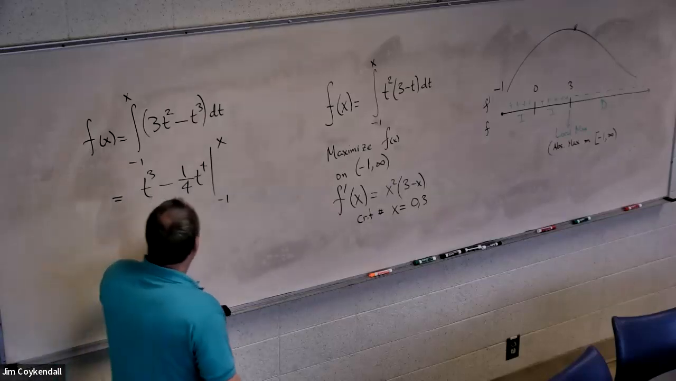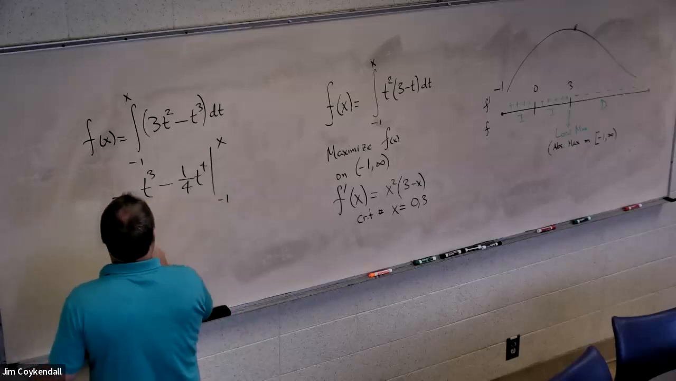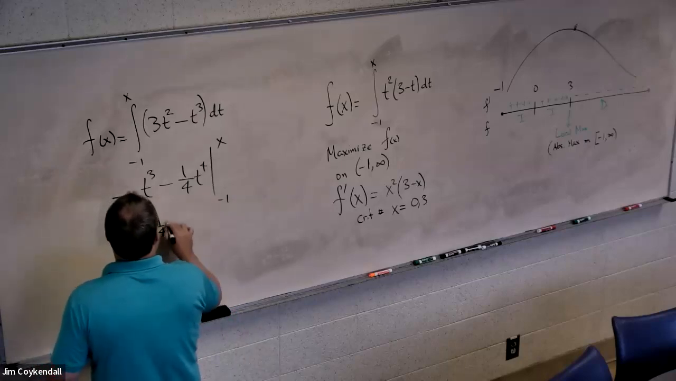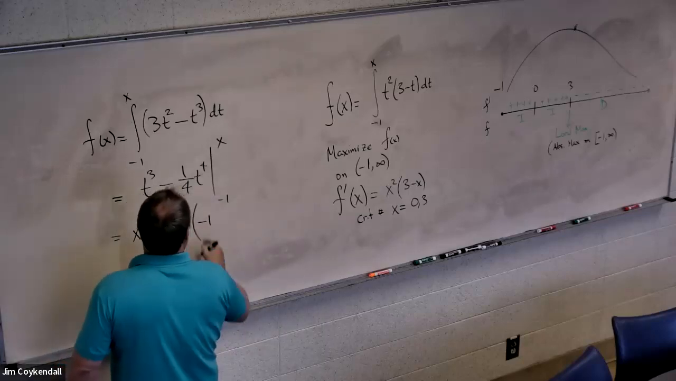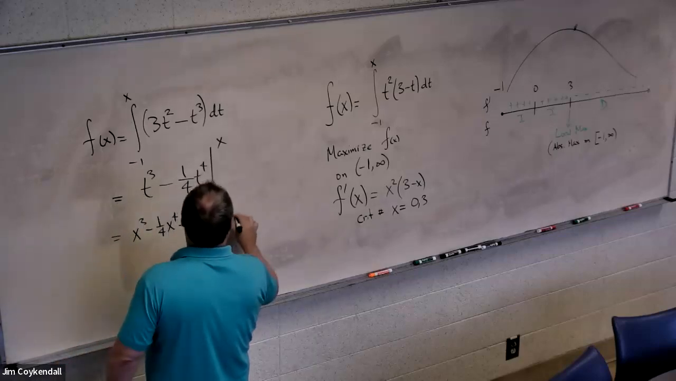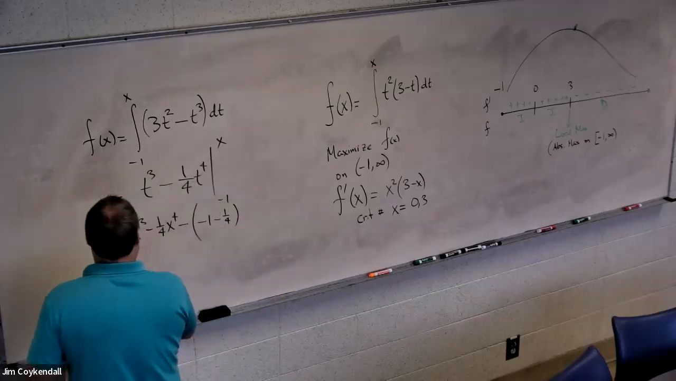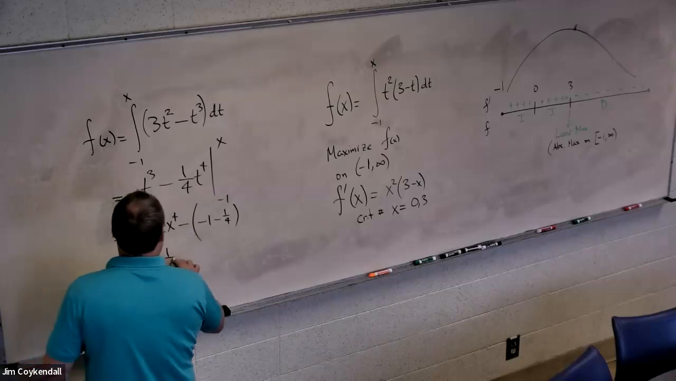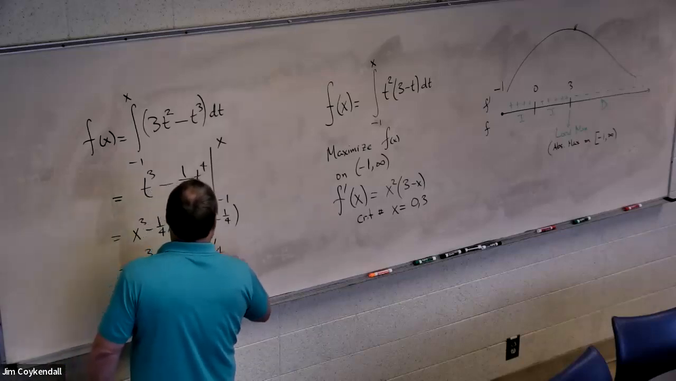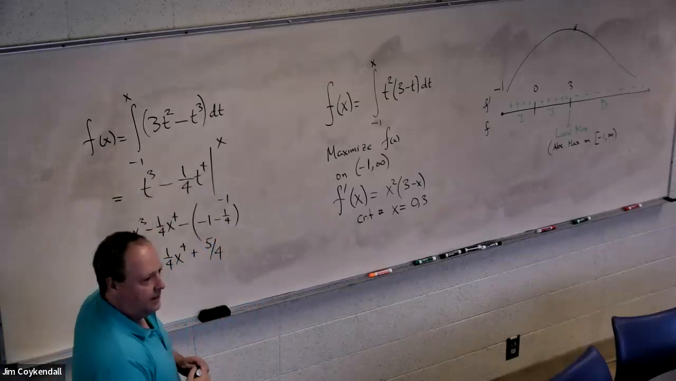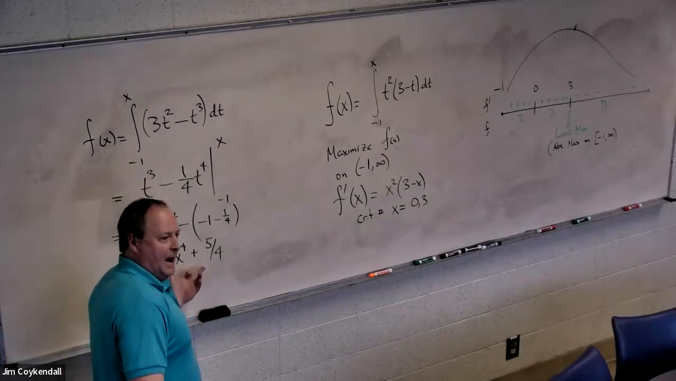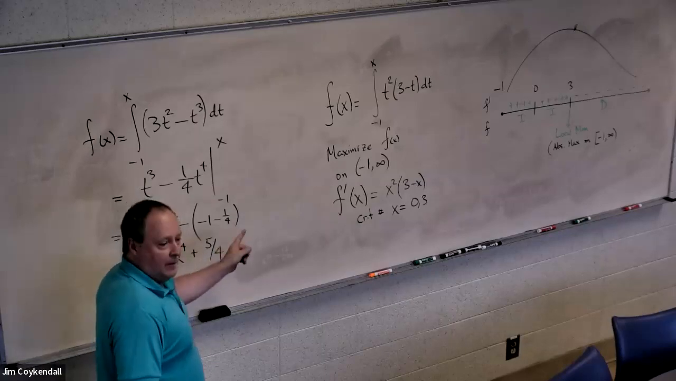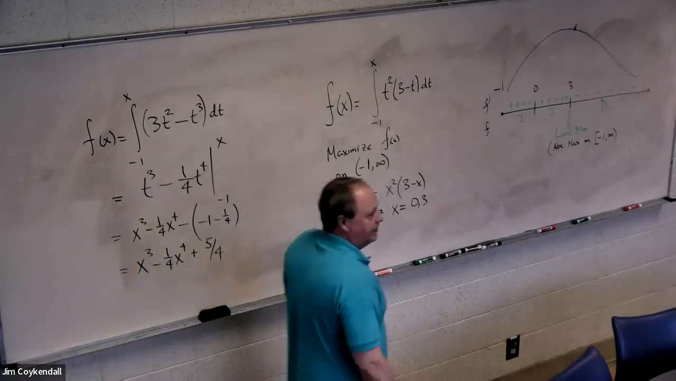So our function explicitly is: plug in x to this. When I plug in -1 here, I get -1 and -4. So I get x cubed minus 1/4 x to the fourth, plus 5. So I could have written a problem this way. Here's f of x. Find the maximum value of this function on the interval from -1 to infinity. It's the same thing.